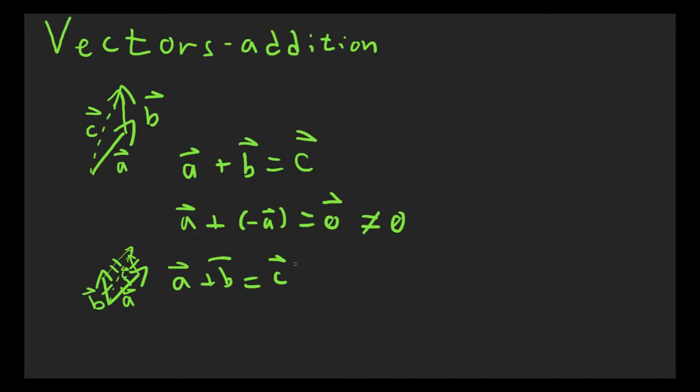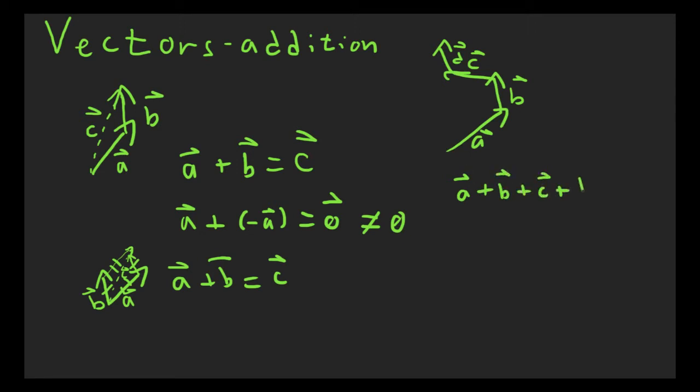Alright, so you can do more complex things. So say we have a shape that goes this way. So this is vector A. We got vector B, vector C, and we'll toss in one more, vector D. Right, so vector A plus vector B plus vector C plus vector D is going to be equal to this right here, which we can call vector Z.